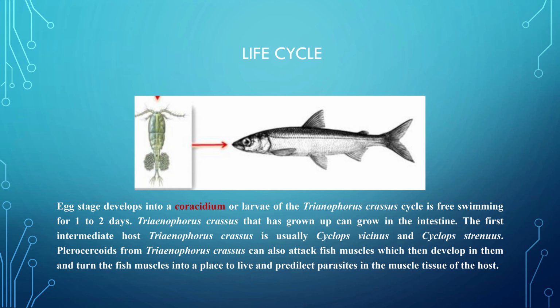The life cycle of Triaenophorus. Triaenophorus is a genus, including the species Triaenophorus crassus. The egg stage develops into a coracidium, or larva, of Triaenophorus crassus. This stage is free swimming for 1 to 2 days. Triaenophorus crassus that has grown up can live in the intestine. The first intermediate host of Triaenophorus crassus is usually Cyclops and Eucyclops.